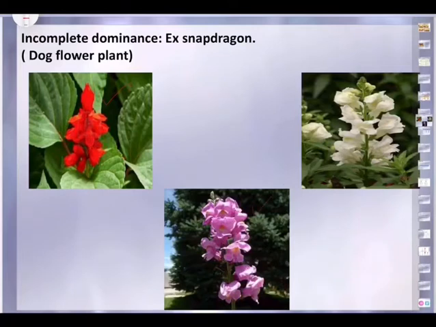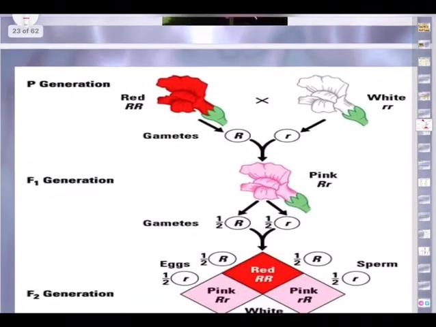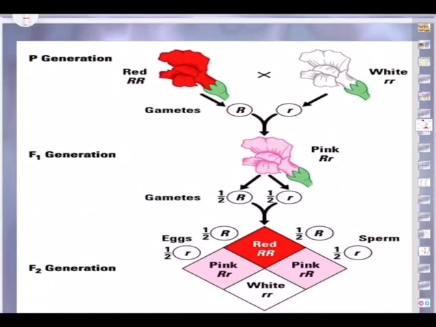Now let us see incomplete dominance in the same snapdragon. It's also called dog flower plant. You can see capital R, capital R, capital R, small r, and small r, white. So you get three varieties of flowers. But in a normal stereotypic monohybrid cross, what are we getting? Red flower or white flower because of the dominant gene. But here, because of incomplete dominance, we got pink flower. So you get three flowers in snapdragon: pure red, capital R; incomplete red, capital R, small r; and white flowers, small r.